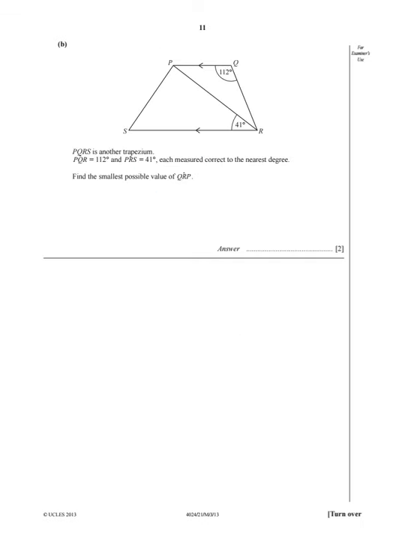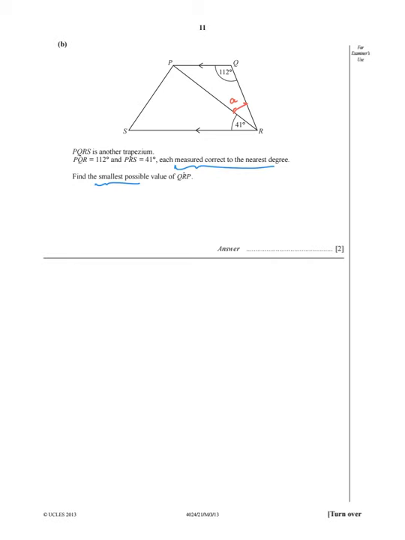In the next part, it says PQRS is another trapezium. PQR is 112, PRS is 41. Each measure correct to the nearest degree. All right, so that line is very important. Find the smallest possible value of QRP. So first let me highlight the angle which is unknown. QRP means that we need to find this angle, and let me label it with the letter A, that is unknown.